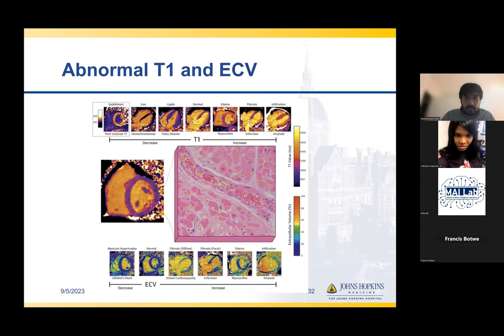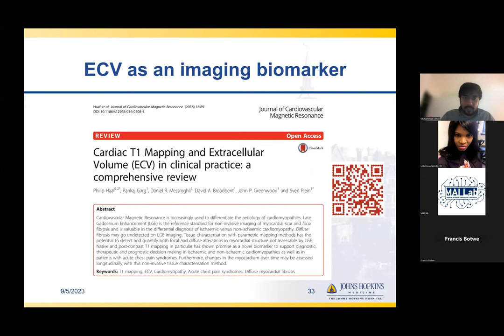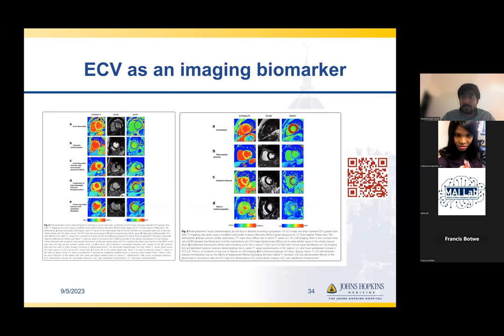So we talked about all the different native T1 values and ECV. They actually become abnormal on a spectrum, let's say in infiltrating conditions, as more and more scar deposits. There are some studies on the imaging pathology correlation for these. This is a good paper for T1 mapping and ECV and their use in clinical practice. It's actually a really good review of the topic.